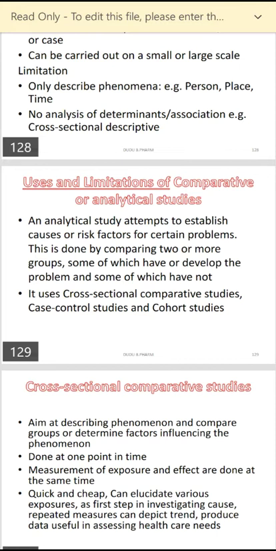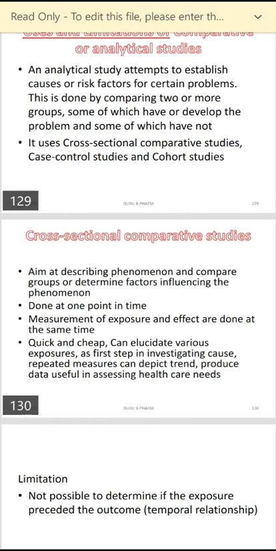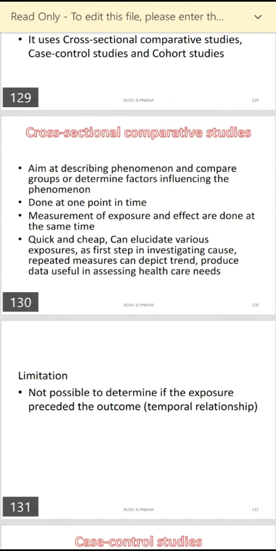It uses cross-sectional comparative studies, case control studies, and cohort studies. Let's see what cross-sectional comparative studies are. They aim at describing phenomena and comparing groups or determining factors influencing the phenomena. Done at one point in time. Measurement of exposure and effect are done at the same time. Quick and cheap. Can elucidate various exposures as a first step in investigating cause. Repeated measures can depict a trend. Produce data useful in assessing healthcare needs.